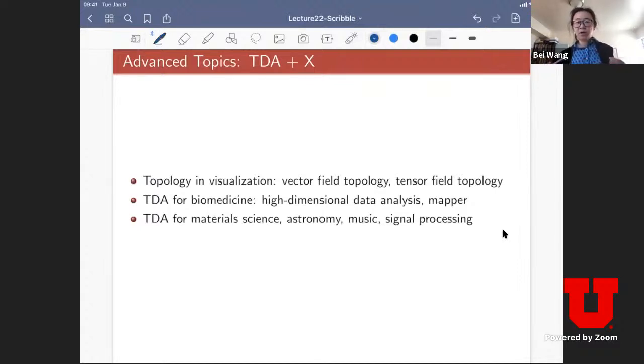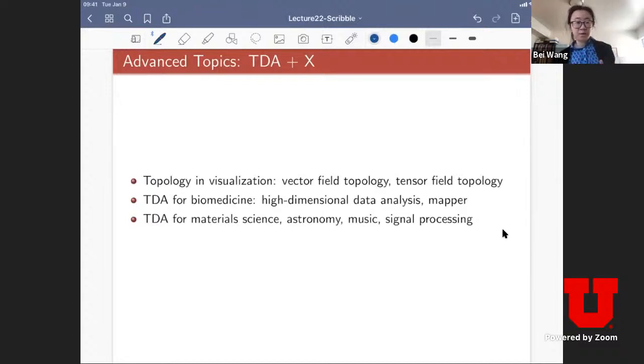Instead, I'm going to talk about TDA applications for the next few lectures, right? So basically, how do we use topological data analysis in various data analysis and visualization tasks? We have already seen some of those, right? For example, in biomedicine, we're using Mapper, which is a topological tool, to study genomics data, to study bifurcation among cancer patients' data, right? We have also seen some applications of TDA in astronomy and signal processing.